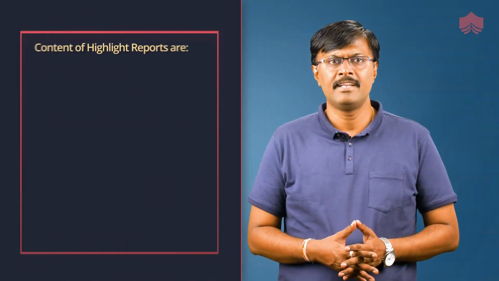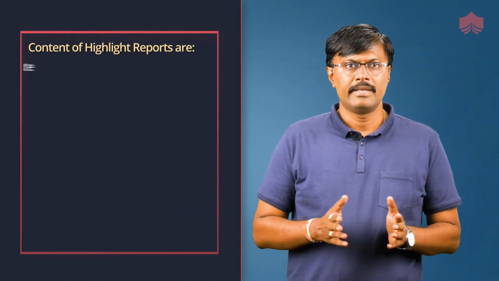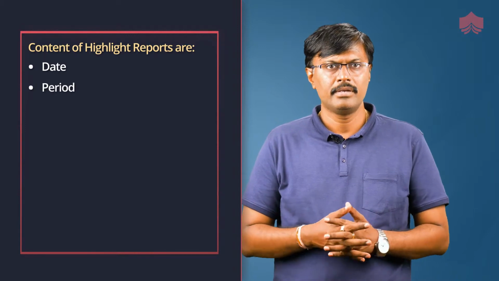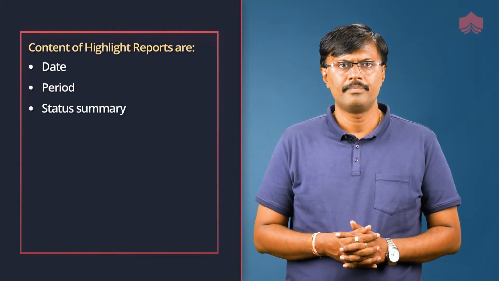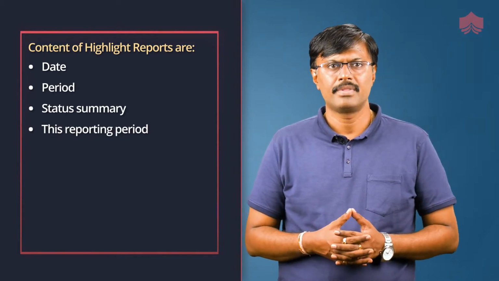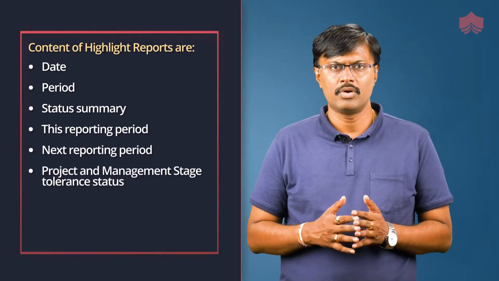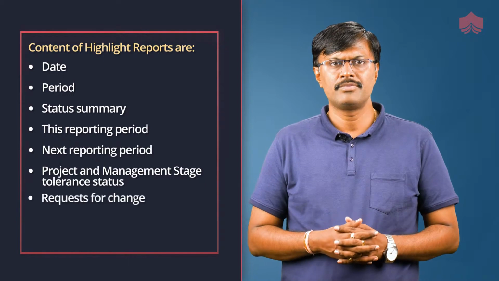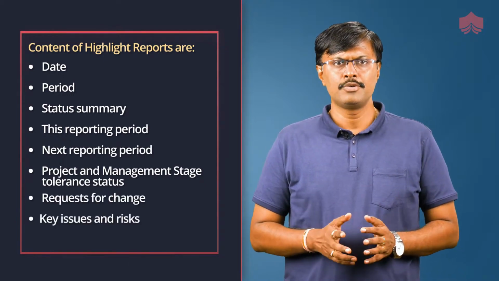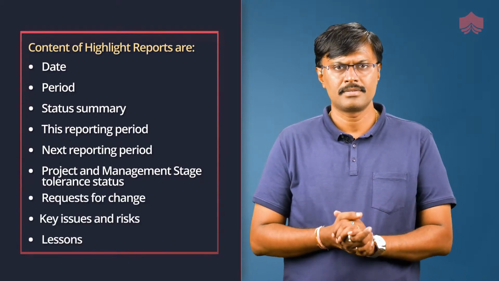The contents of the highlight report are date, period, status summary, the reporting period, next reporting period, project and management stage tolerance status, requests for change, key issues and risks, and lessons.